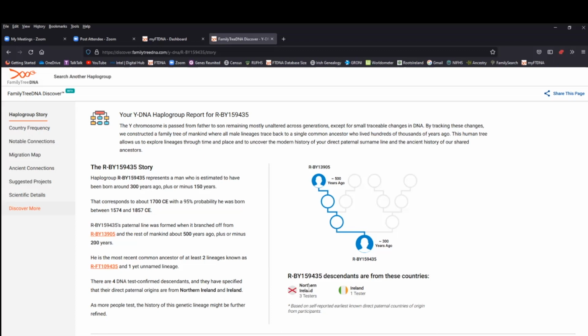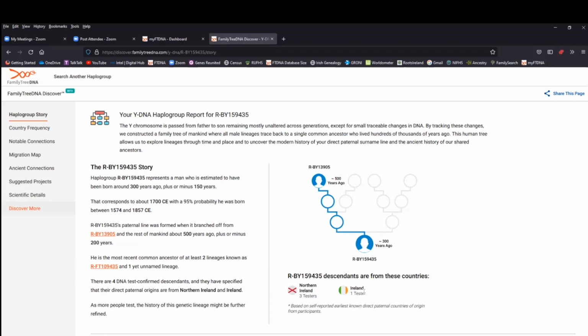So this is why it's not just a matter of going in and just putting in your haplogroup. It's a matter of putting in a variety of haplogroups in order to get that information out. So this is telling me here that this group started about 300 years ago, because that's the number that I put in. But it's also telling me that the haplogroup further back is RBY 13905, and it was created about 200 years before that. So that is also giving me more information that it's taken maybe 200 years for the next one to come along. So it's giving you that information, and you can take time and read that there.